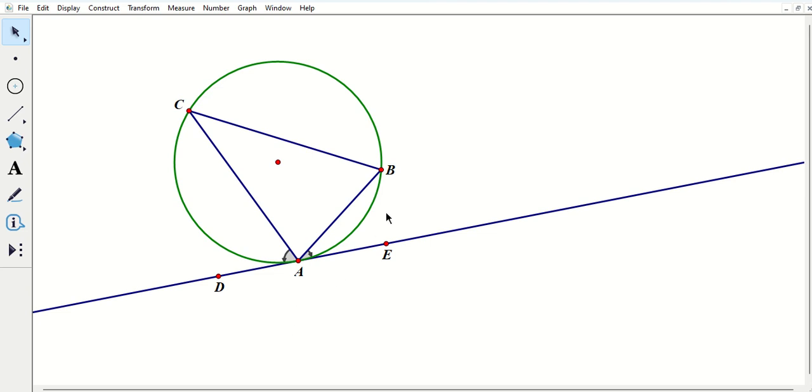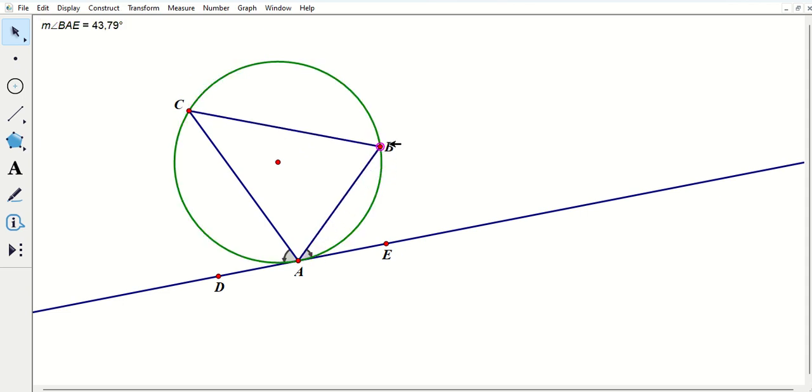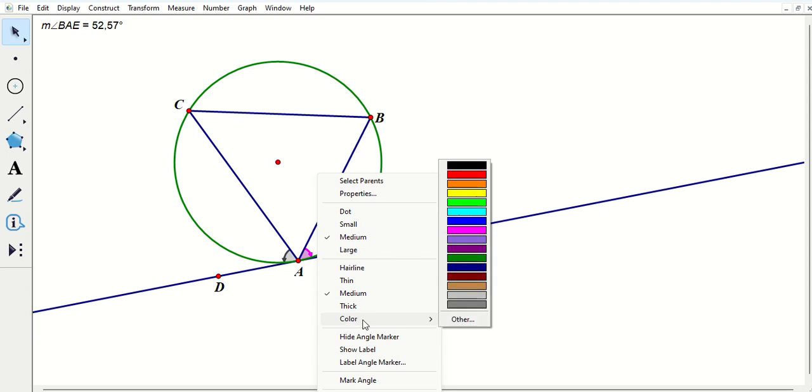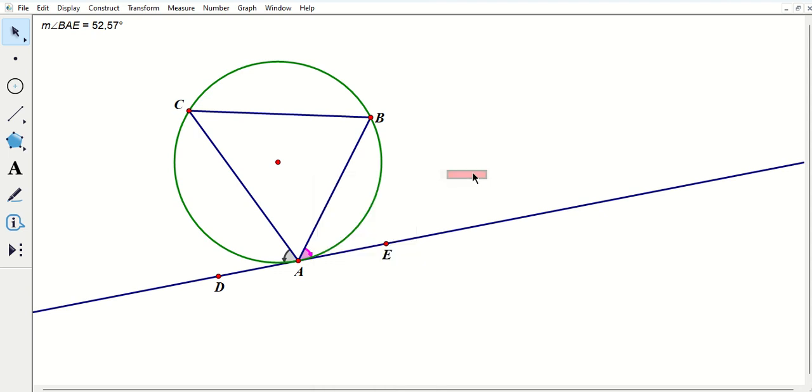So I'm going to measure the angle formed by the tangent and chord AB. So here's selection. So I'll measure the angle. So this angle here, let me select the angle. Let me make it bigger so it's easier to select. Okay, so this angle here, the red angle here, is 52.52 degrees.